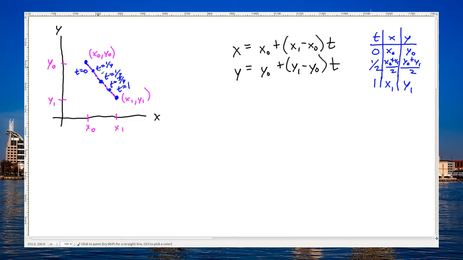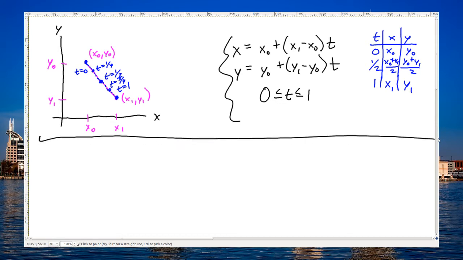And that's the other important part, that our t value should range between 0 and 1. So that'll be the last piece of information. And no matter what your line segment is, if you're using these formulas, your t values should range between 0 and 1. So now I've got my system of equations. Let's go ahead and work a couple of examples where we want to parameterize line segments.